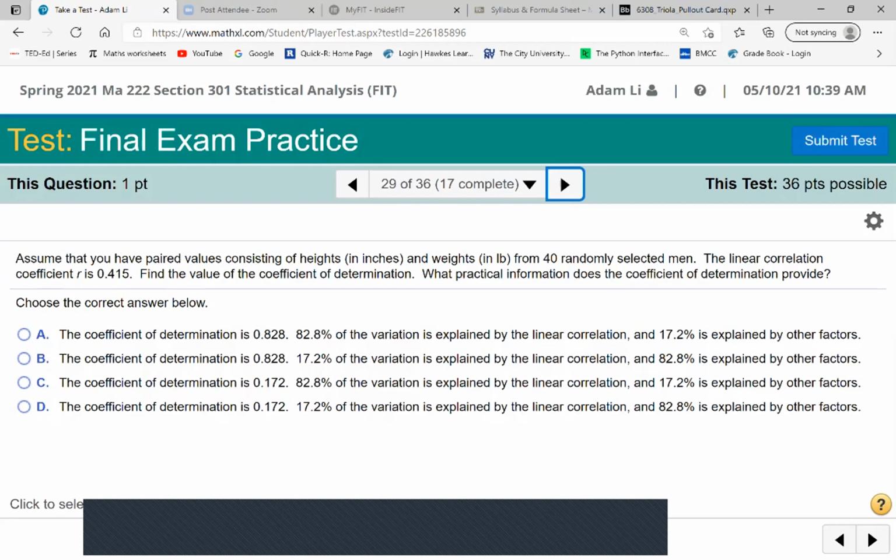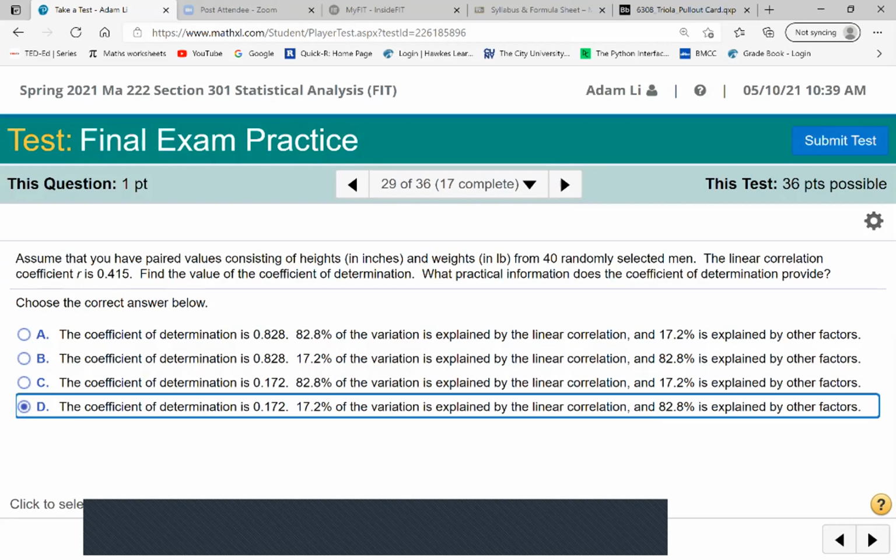That means 17.2% of the variation is explained by the linear correlation, and the remaining 82.8% is explained by other factors, besides the one presented in the question. So 17.2% is not that effective, right? You only explain 17.2% of the variation. It's not very good.